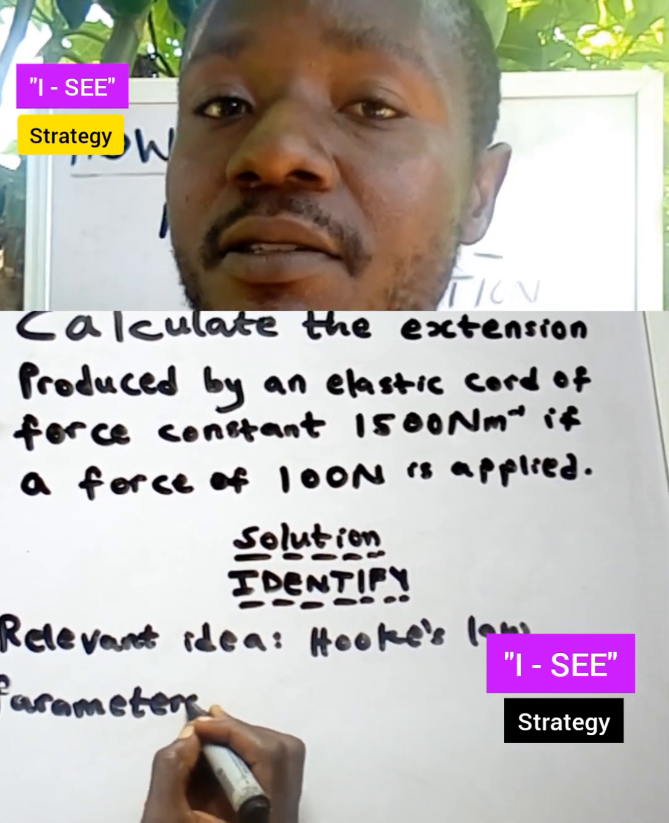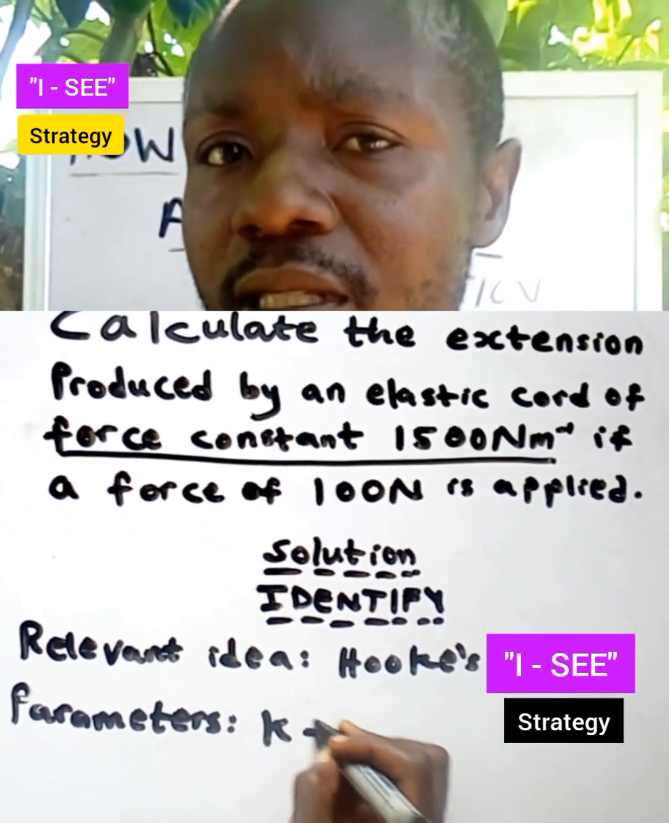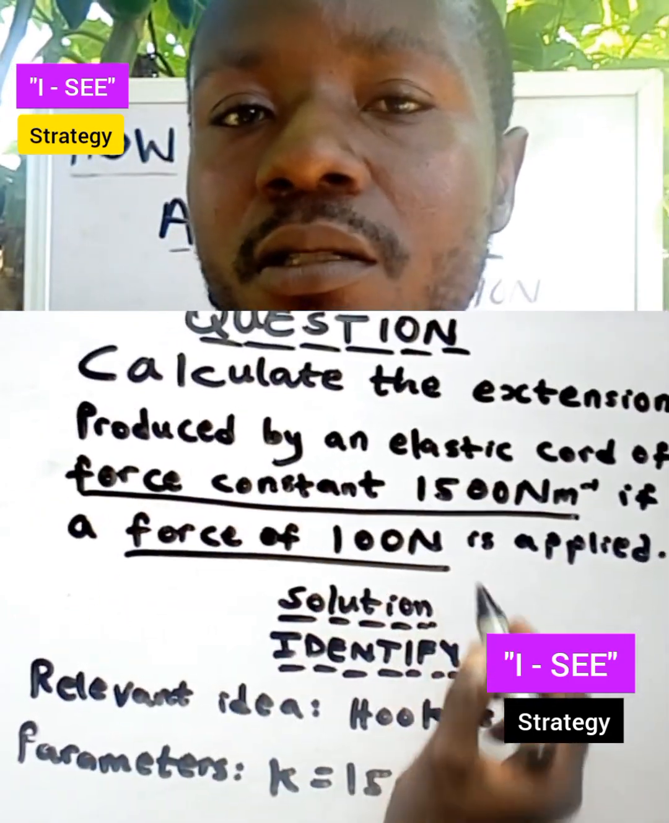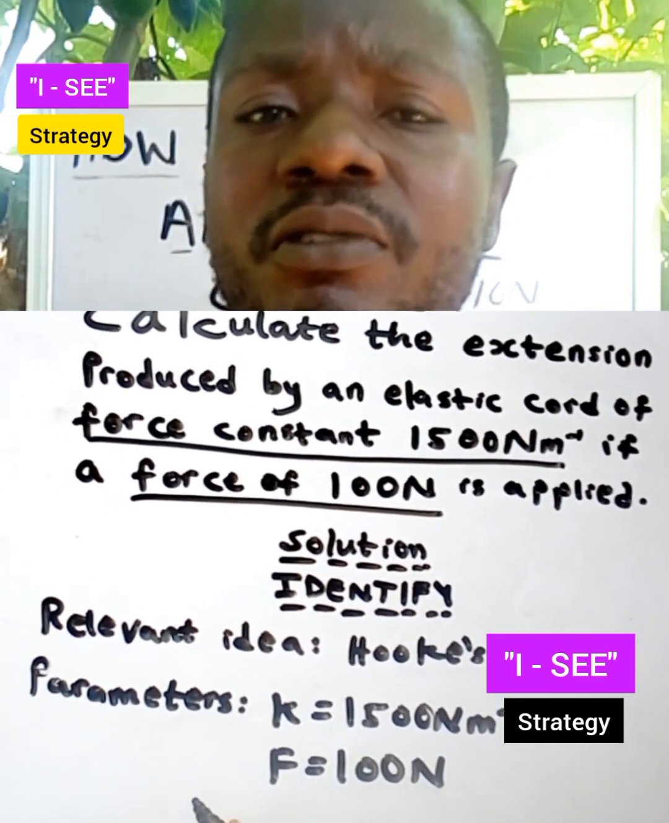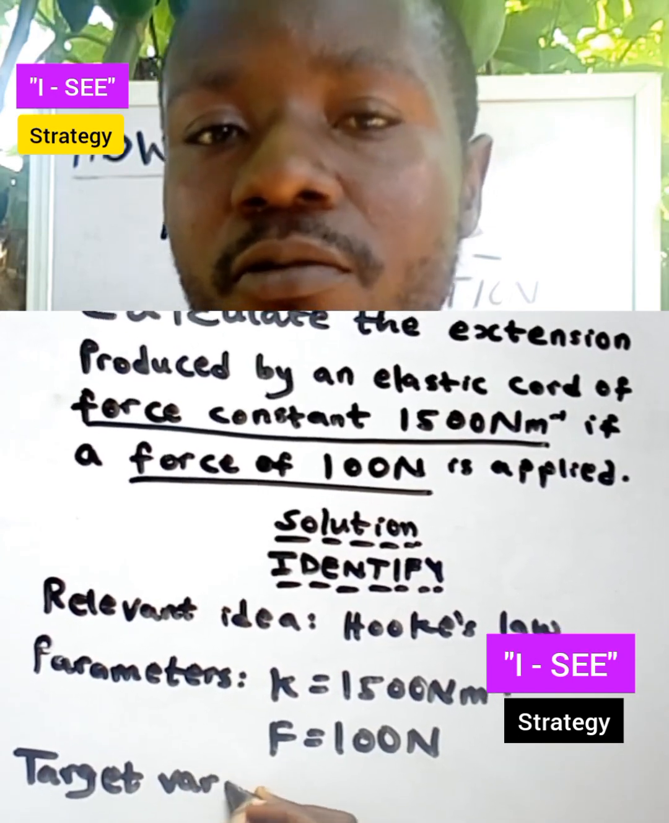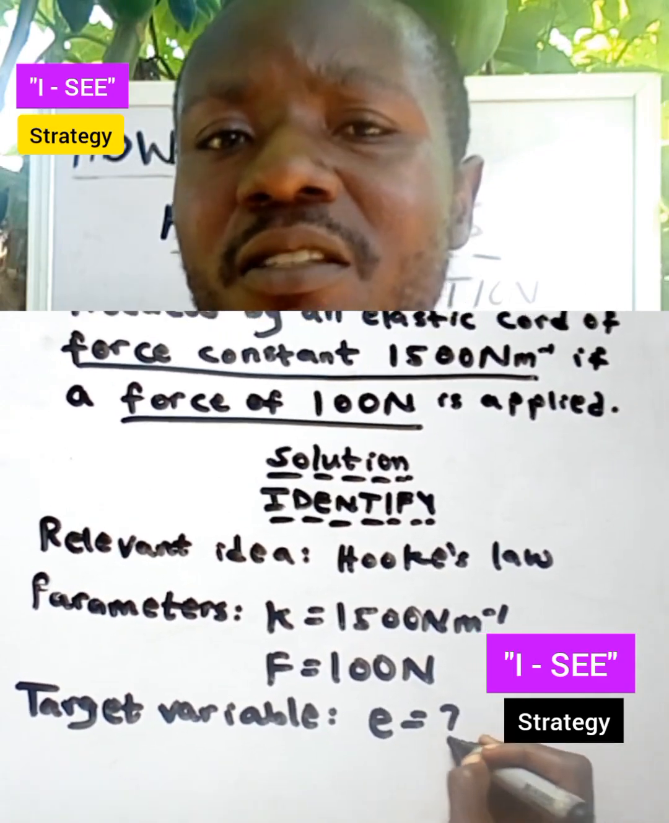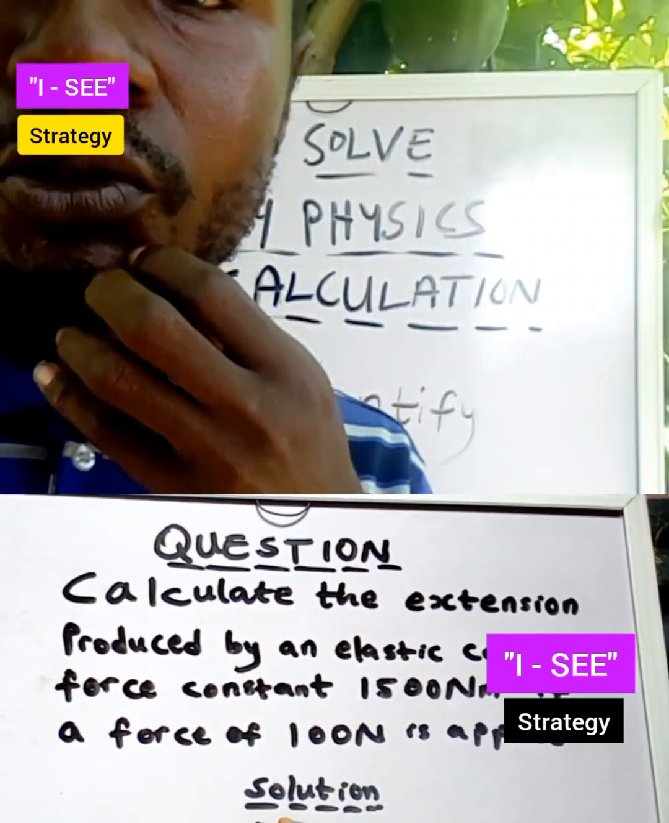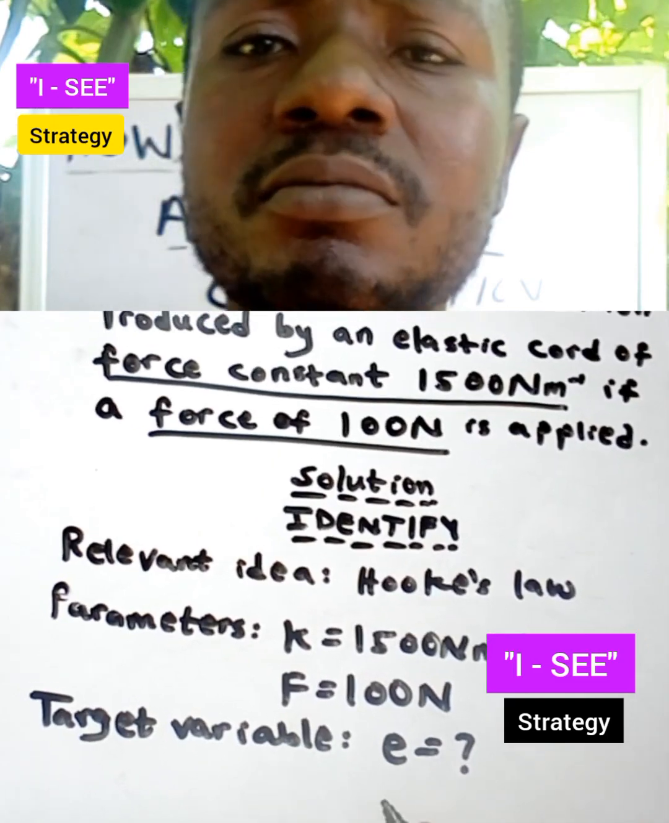Next we write out our parameters. The parameters are the quantities given. In this particular question, the parameters given are the force constant, which is K. The symbol for force constant is K. So we write out K is equal to 1500 Newton per meter. Then we were also given a force of 100 Newton, so we write F equals 100 Newton. Here we also identify the target variable. The target variable in this question is extension, because the question says we have to calculate the extension produced by the wire. So we just write E equals unknown. The E there stands for the extension.